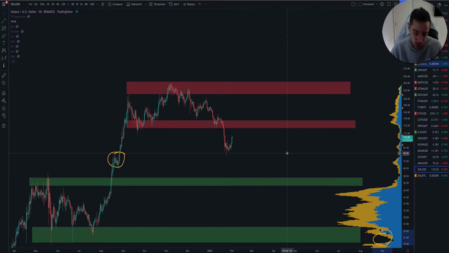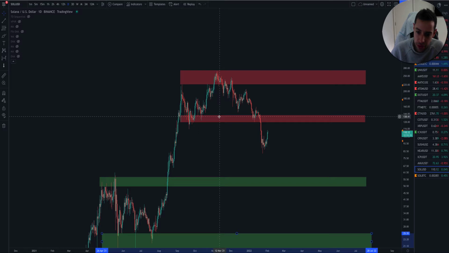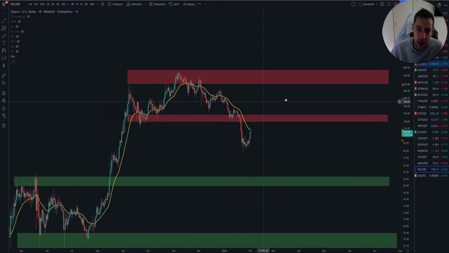They're the most important. Now, I'll leave these zones up, and we're going to go through some of the shorter term price action that can give us an indication of where Solana might be going. Obviously, at the minute we are stalling at the weekly 21 EMA, which is where we're at the moment.